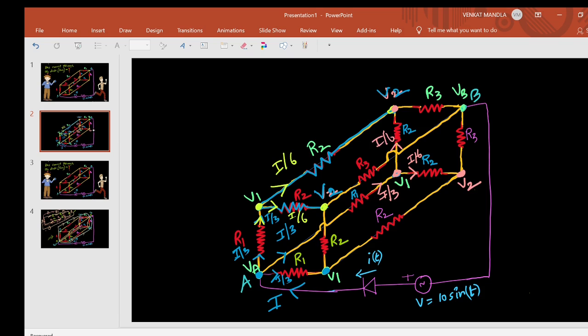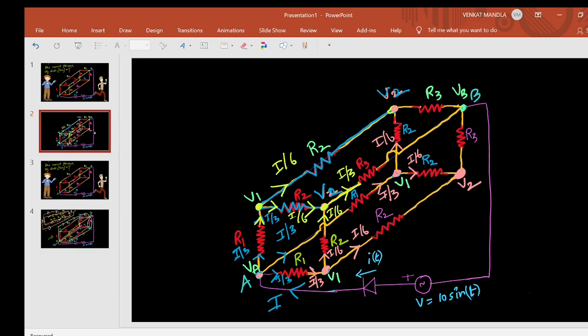Come to the lower line. This is I by 3, and here this is I by 3. Here V1 is there, here V2, and here also V2, so the current divides equally. This also I by 6, this also I by 6. So here I by 6 and here I by 6. If these two add, here we get I by 3.